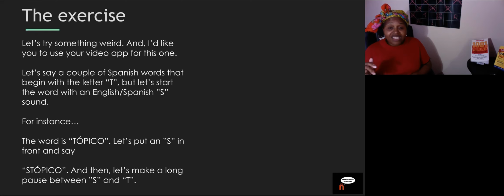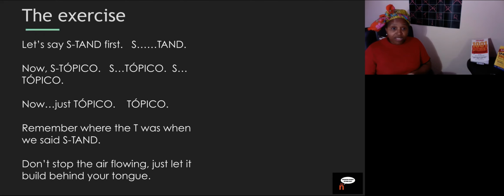Just as we did with "stand," let's do stand first, just to remember how to do it. Stand. Now let's go: stópico. Remember where the te, or the T, was when we said "stand." Don't stop the air flowing, just let it build up behind the tongue before you let it out.